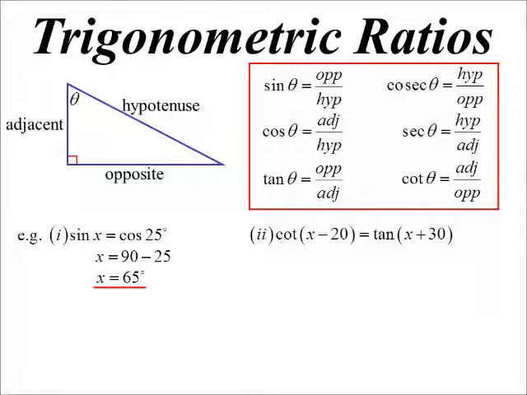So if I get an interesting question like this, the cotangent of x minus 20 is equal to the tangent of x plus 30. Well, complementary ratios. So I know the two angles should add up to give 90. So the actual equation they're asking me is x minus 20 plus x plus 30 is 90. Oh, that's easy enough to solve. We get x equals 40.